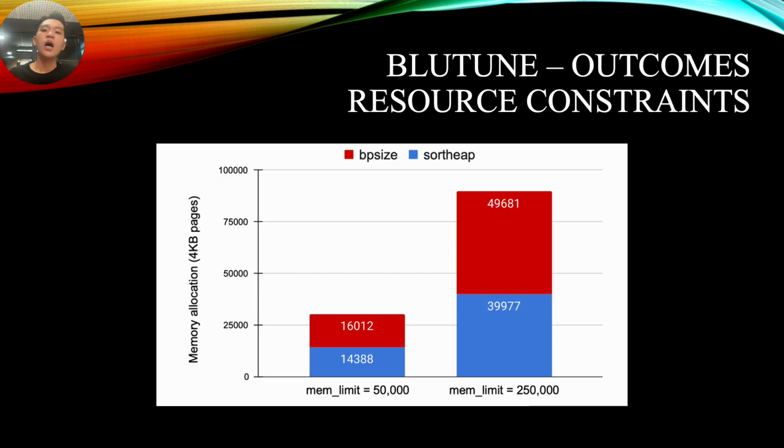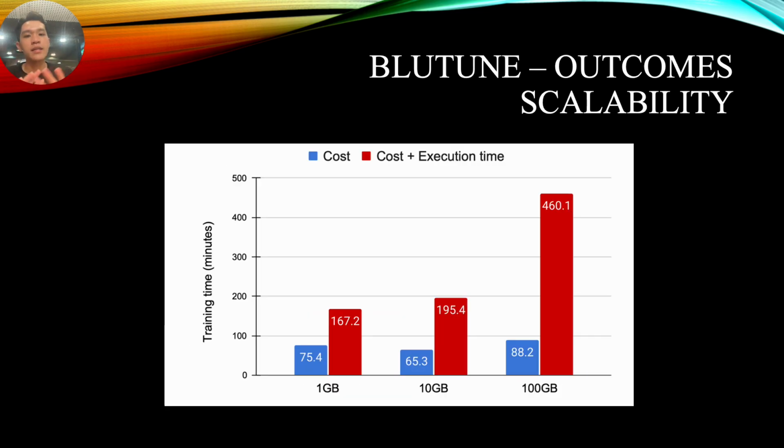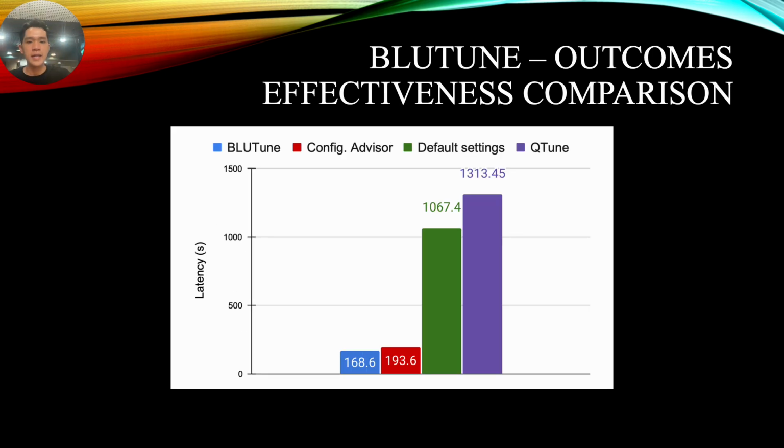Here the result shows that the Bluetooth allocated memory is used under the defined limits, which implies that it not only produces efficient knob configurations, but also strictly abides by the resource constraints. This shows that Bluetooth is also scalable to the database size: by increasing the size of the database by 10 times, the training time doesn't grow exponentially. And next, when compared with other existing tools, Bluetooth achieves more satisfactory performance.